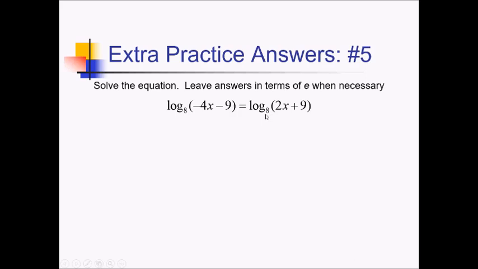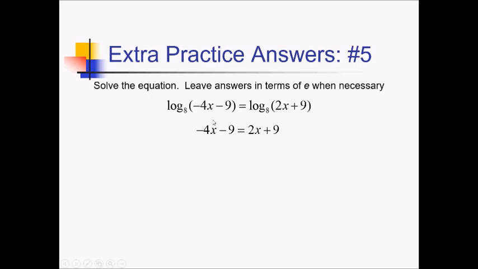For this problem, I notice that I have a single log on each side. It's the same log, so I can basically cancel out those logs or raise the base 8 to both sides. Either way, I get whatever's inside here. Negative 4x minus 9 equals 2x plus 9. And now it's just basic algebra solving for x here.